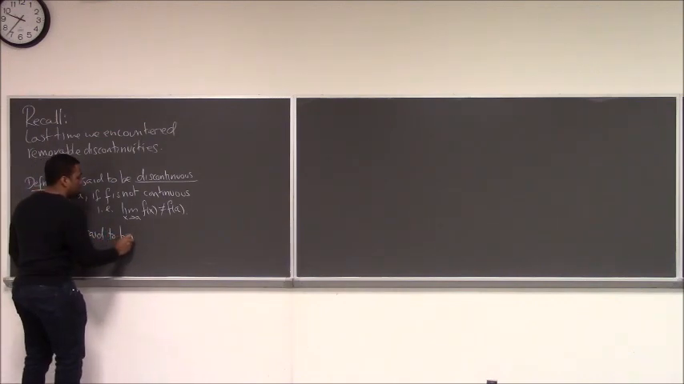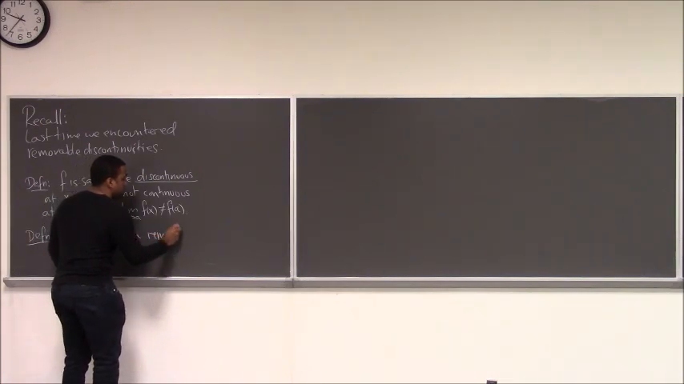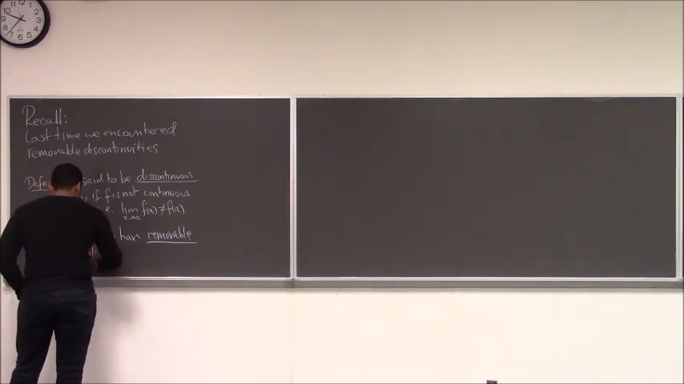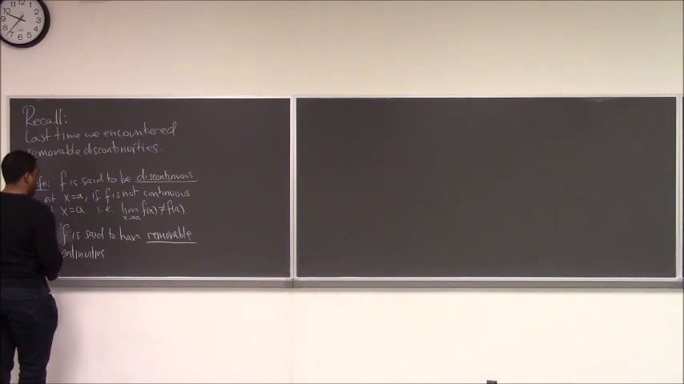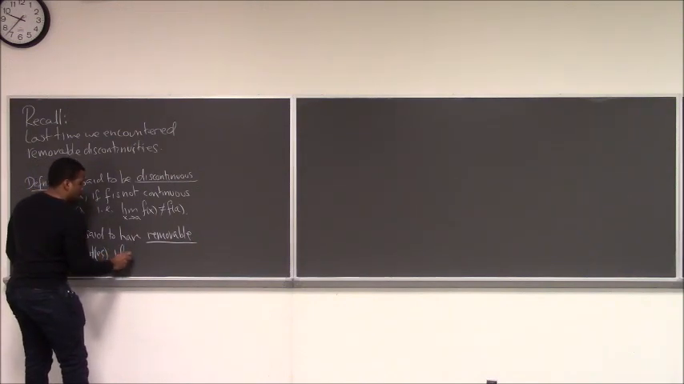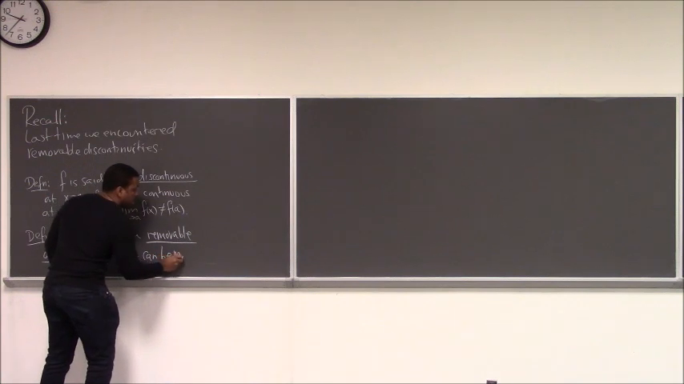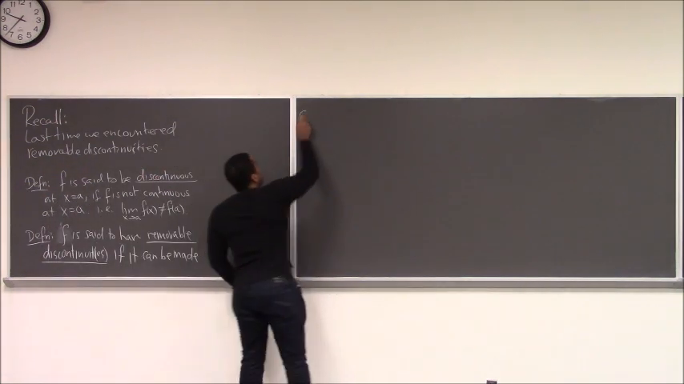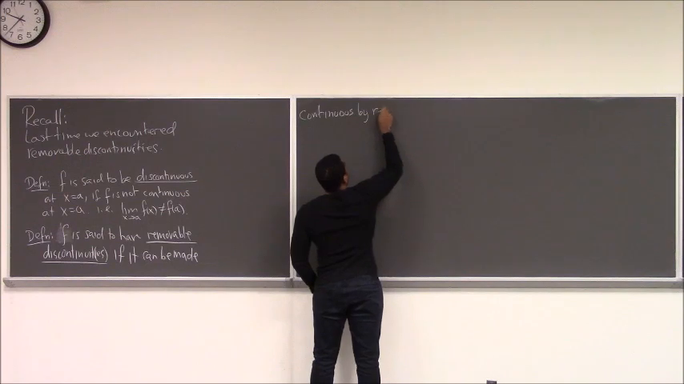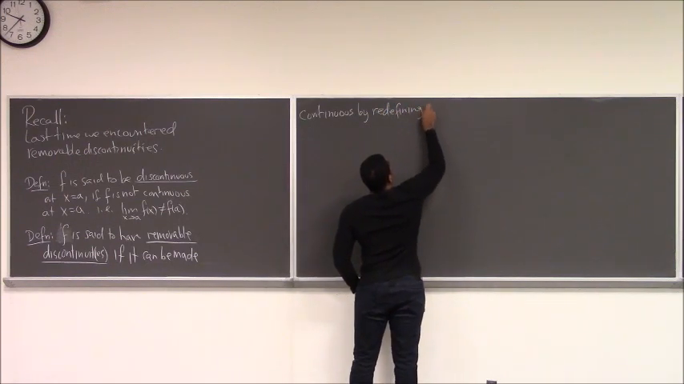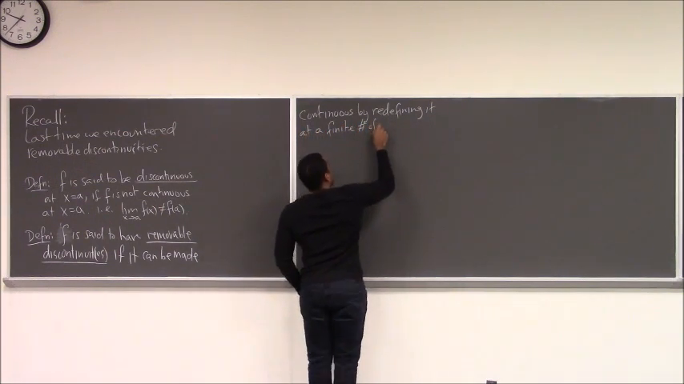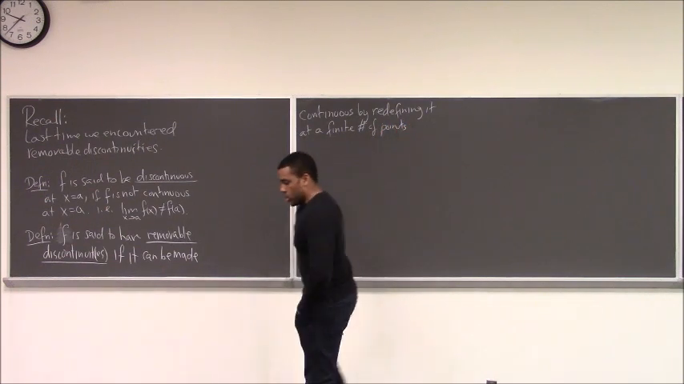A function is said to have removable discontinuities if it can be made continuous by redefining it at a finite number of points. Right? So we can have discontinuities.